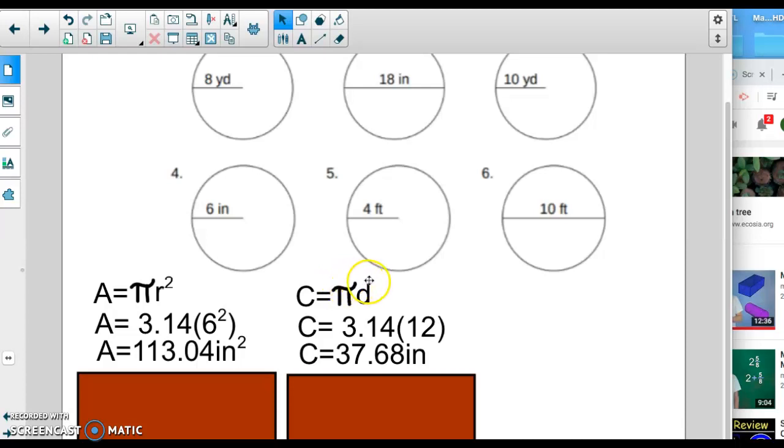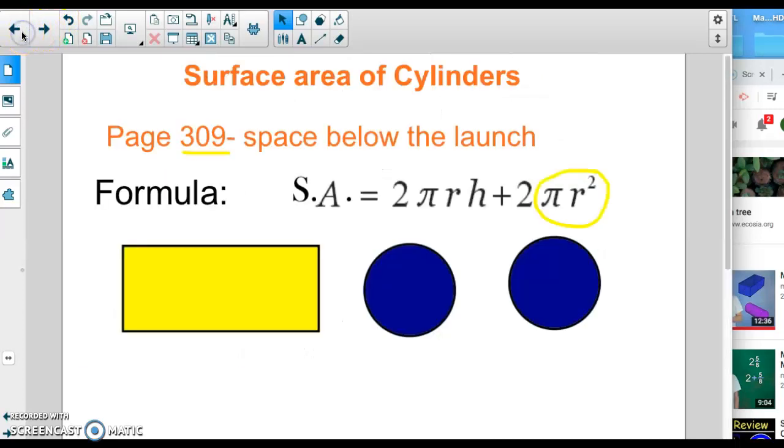So go ahead and try the practice problems assigned to you now. Tomorrow we will move into finding the surface area of cylinders, which, if you remember back, is made up of 2 circles and 1 rectangle. Good luck!